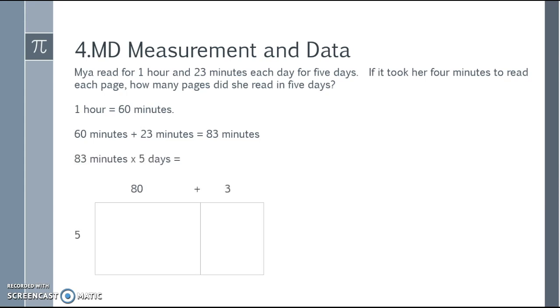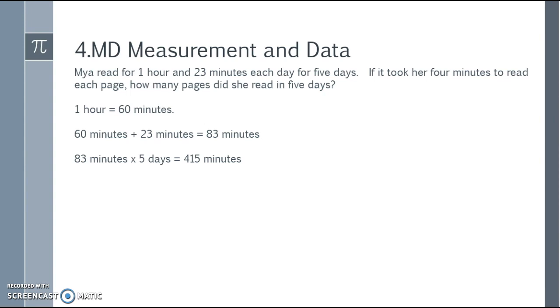So we can still use our area model, breaking and decomposing 83 into tens and ones. So 5 times 80 is 400. 5 times 3 is 15. So 400 plus 15 is 415. So she read 415 minutes in 5 days.